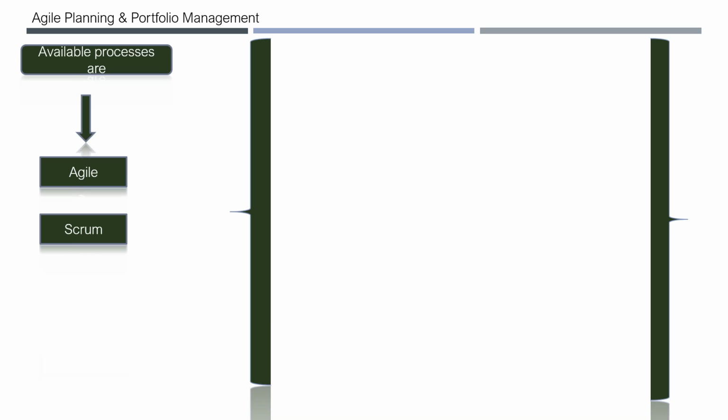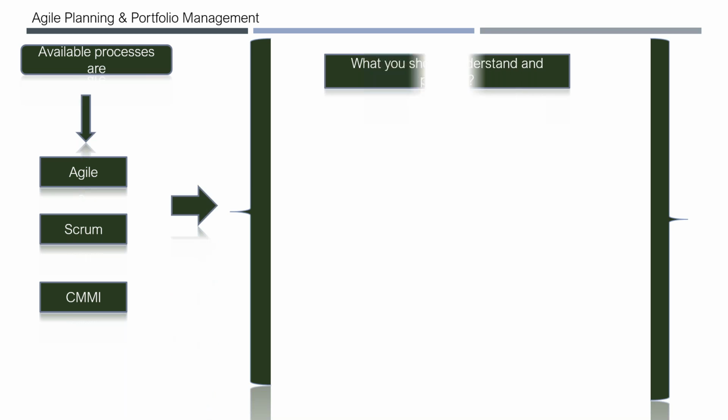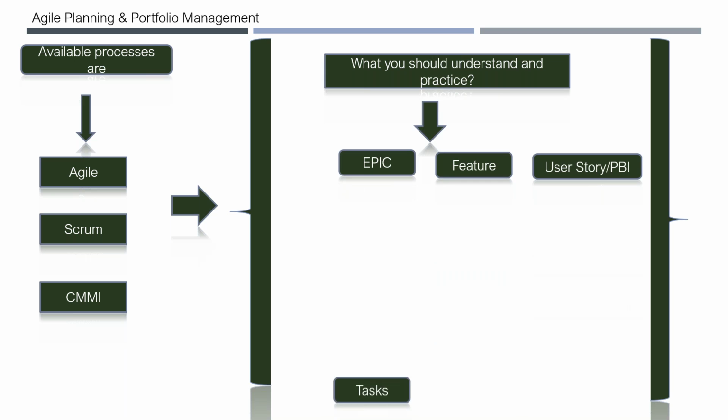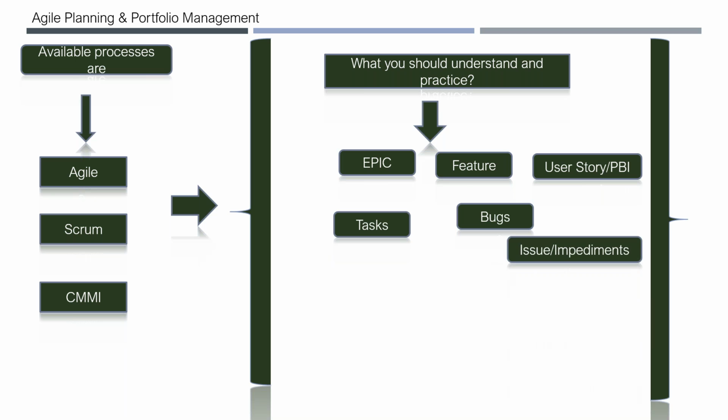So when you created a project, you remember we selected the Scrum template from the dropdown, and in another dropdown we selected Git as the version control. Okay. So what you should understand is the epic, feature, user story or PBI, meaning product backlog item, tasks, bugs, issues, or impediments. These are the things that I showed you in our web page, right?